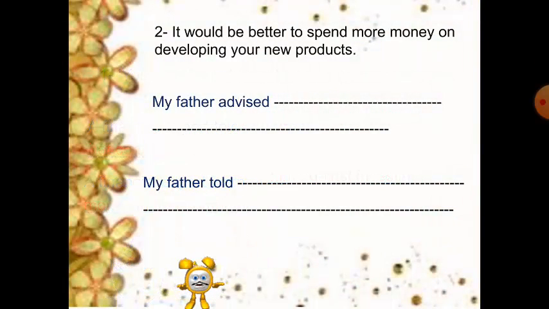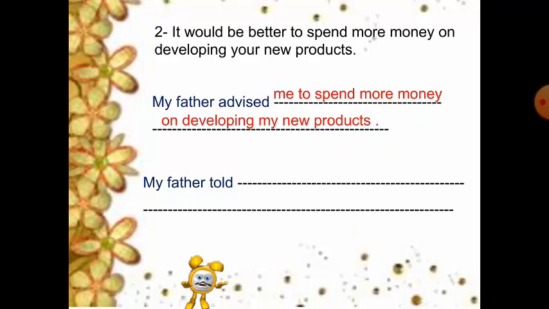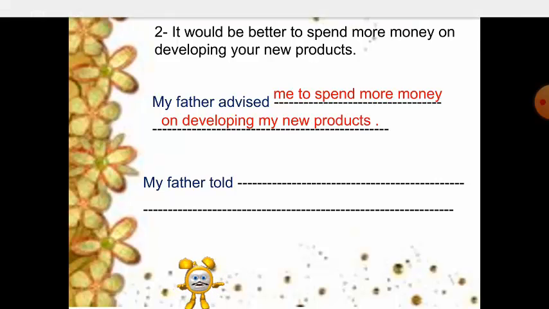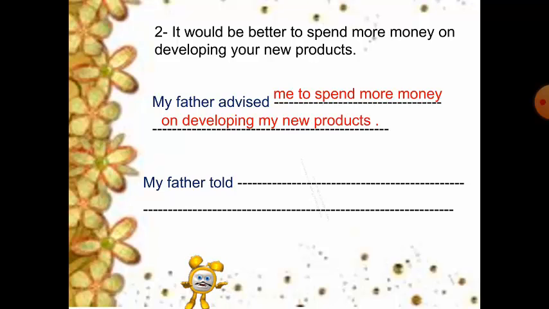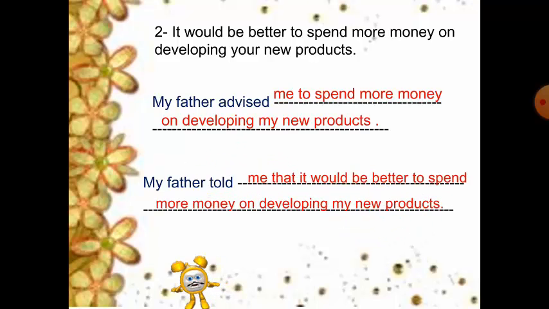The second sentence, it would be better to spend more money on developing your new products. My father advised me to spend more money on developing my new products. We change the pronoun you and your. Another way, my father told me that it would be better to spend more money on developing my new products, by using that plus subject plus verb in the past.